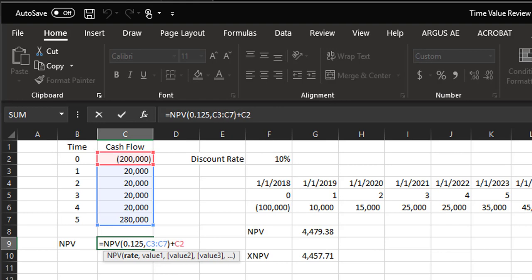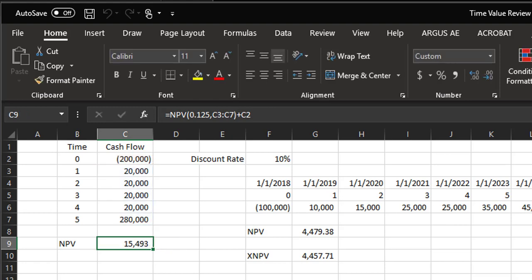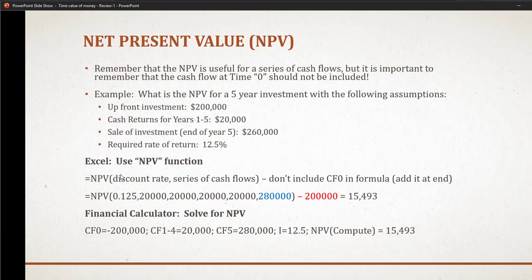So what we're going to do is at the very end add back in that cash flow so we have a full net present value. The way we do this again is have that rate. We're going to highlight all the future cash flows, years 1 through whatever, and then we're going to close the parentheses, and at the very end add in our upfront cash flow. So we would get in this case a result of $15,493, and the slide shows you the similar kind of arrangements.